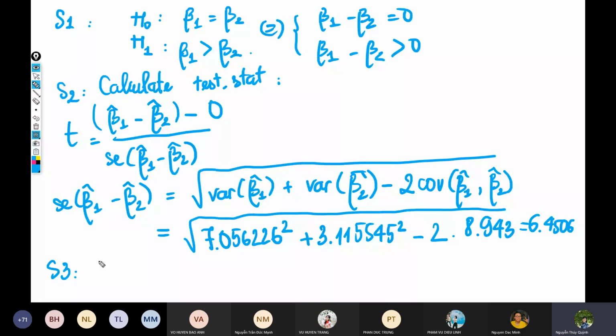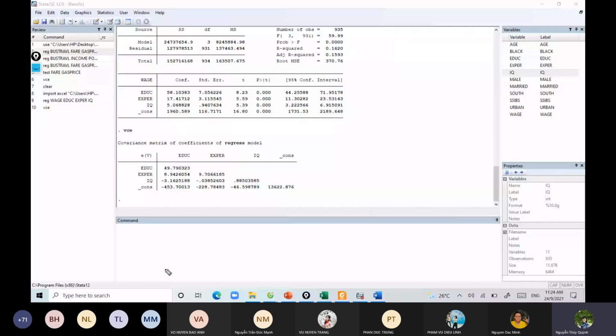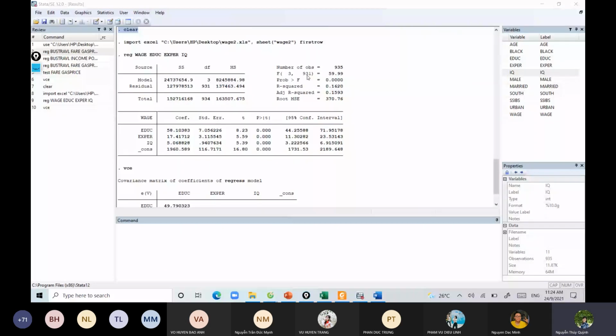Now, step 3, we have to determine the critical zone, the rejection zone. The critical region: we have t alpha, the critical value is t of 0.05. And what is the degree of freedom here? Well, the degree of freedom is 931.